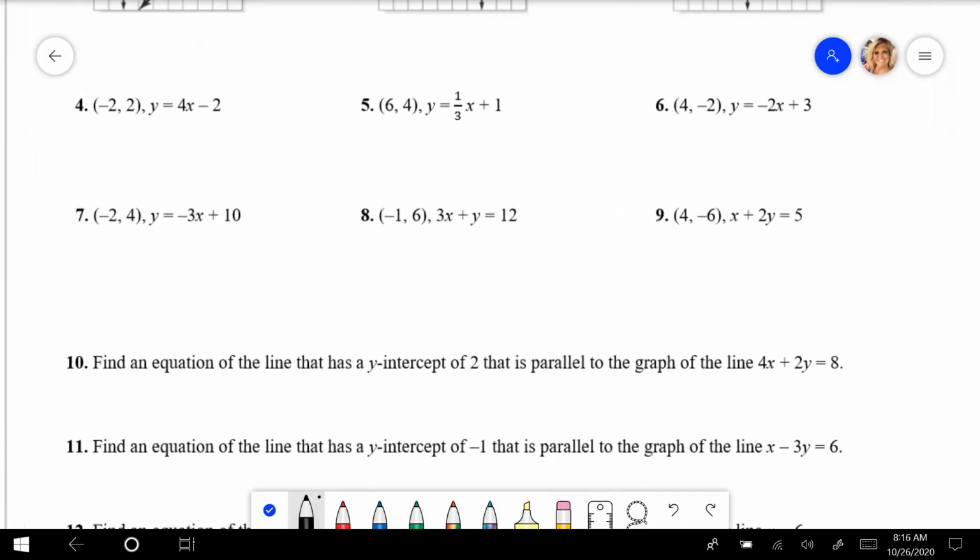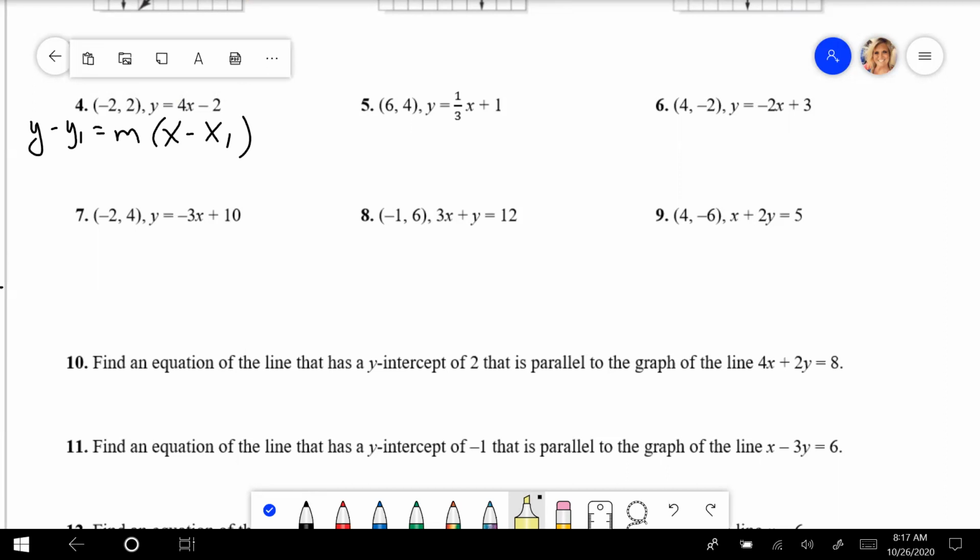I'm going to start off by writing my point slope: y minus y1 equals m times x minus x1. Now, remember, I need a point and I need a slope. It's going to be the same slope because it's parallel. Well, this y equals 4x minus 2 is already in slope-intercept form, so there's my slope. So it gives me my m and my x1 and y1.